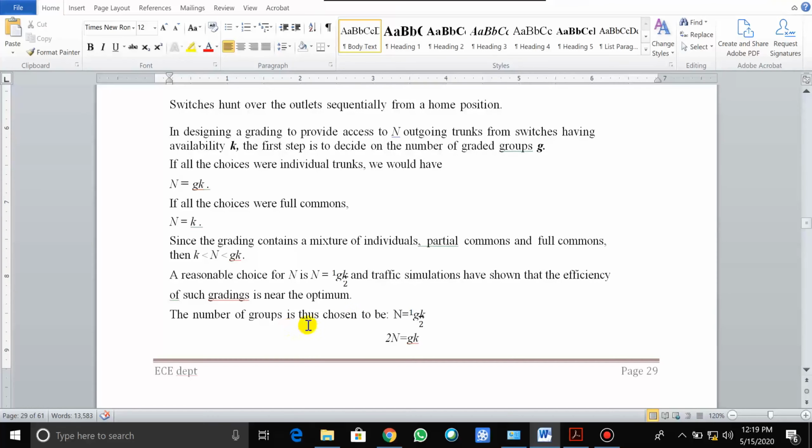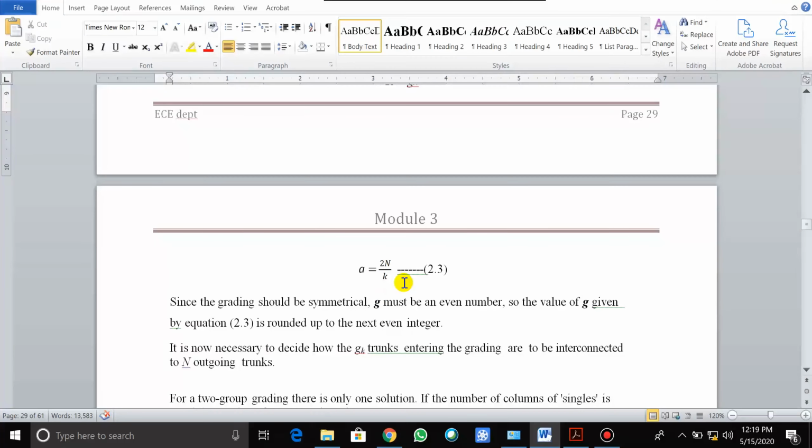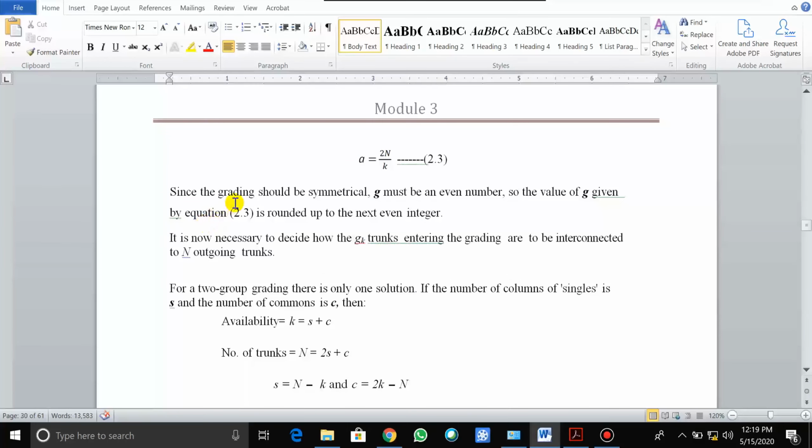So the number of groups is thus chosen as 1/2 into G of K, which gives G equal to 2N by K. Since the grading should be symmetrical, G must be an even number, so whatever value you get for G will be rounded off to the next even integer.